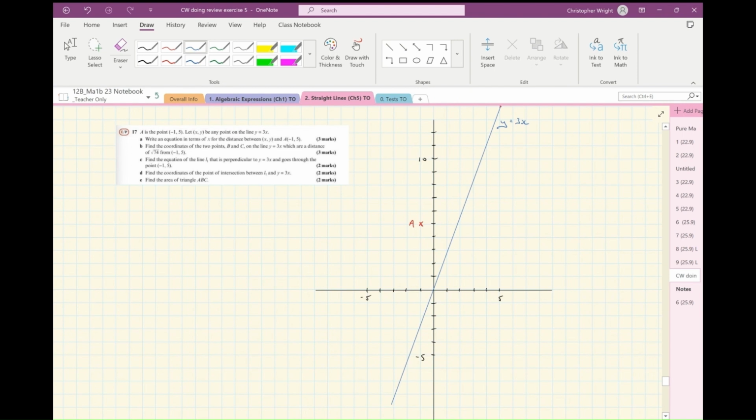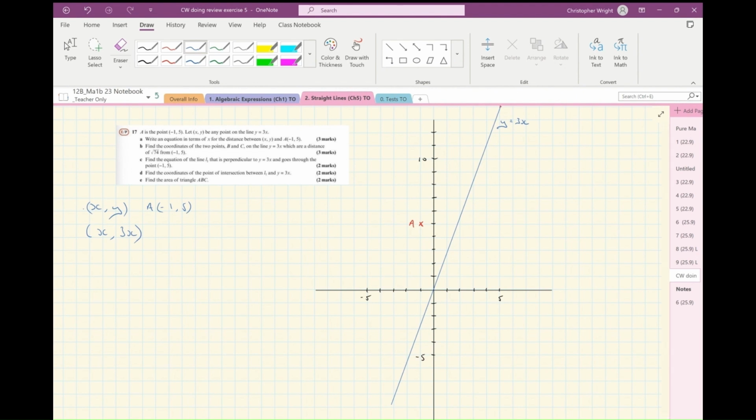Okay, so in question 17, we've got the point minus 1, 5, the point A on my diagram, and we've got the point xy, which is any point on the line y equals 3x. So I've drawn the line y equals 3x there. The first thing we need to do is to write an equation in terms of x for the distance between xy and the point A, which is at minus 1, 5. Well, the point xy, we know that that lies on the line y equals 3x. So I'm just going to call that point x, 3x, because we know that y equals 3x.